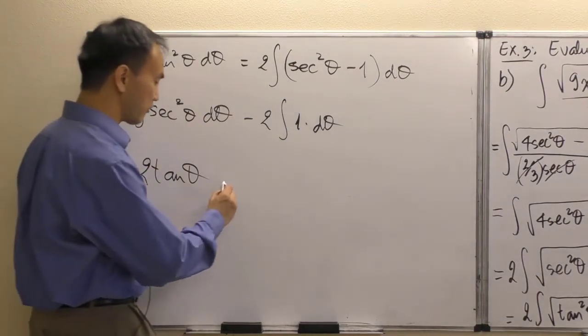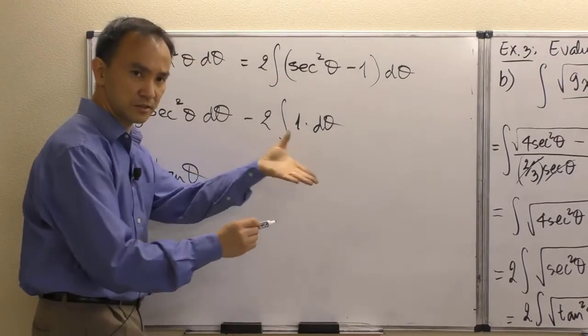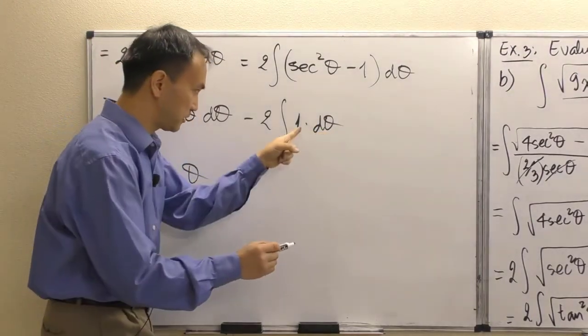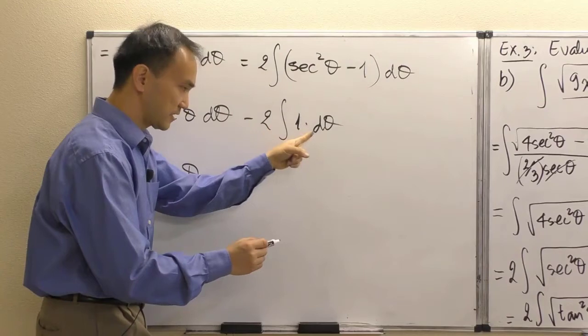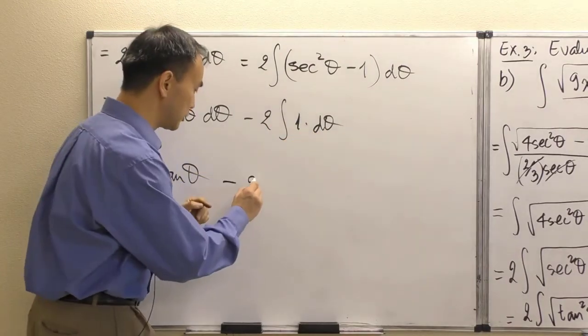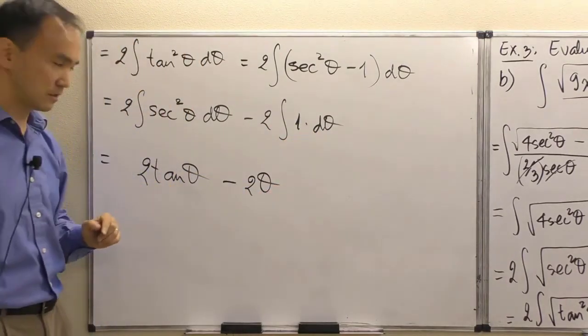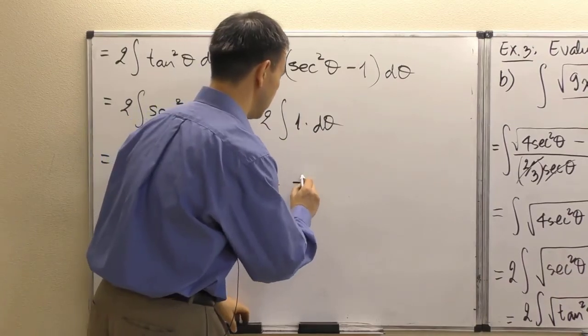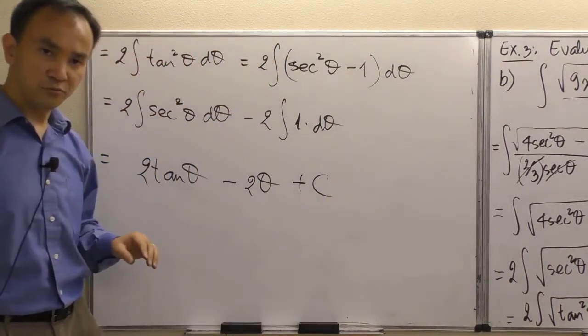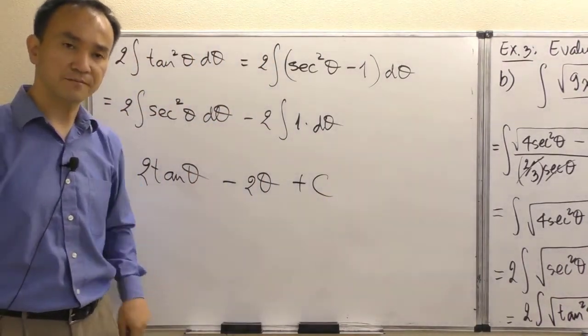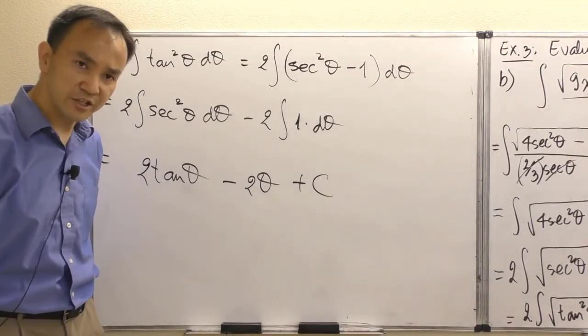Now the next integral is simply, that's a simple integral, power rule here, power 0 of theta. And it's an integral in terms of theta. So 2 theta plus c. So we're done. We're done with taking the antiderivative. We're done with taking the indefinite integral.